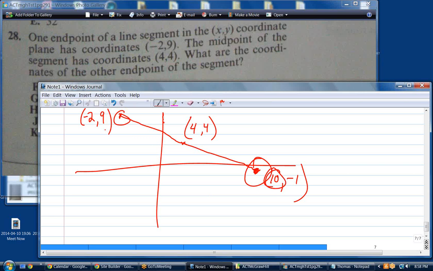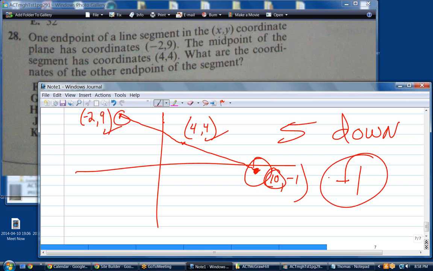Well, when we looked at the y's and we were going from 9 to 4, we were going 5 units down, which means we have to go another 5 units down from 4. And that gets us down to -1. We don't add 5 to 4 to get back up to 9. In other words, we just make sure we go in the same direction that we had to go from the first point to get to the midpoint. Okay?